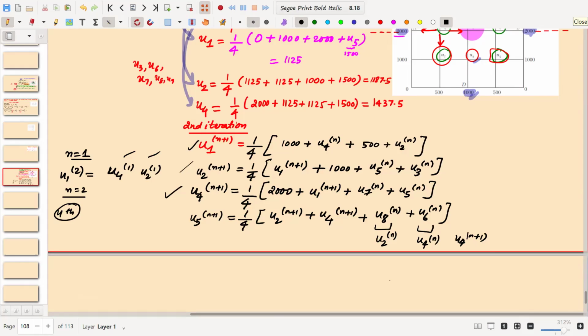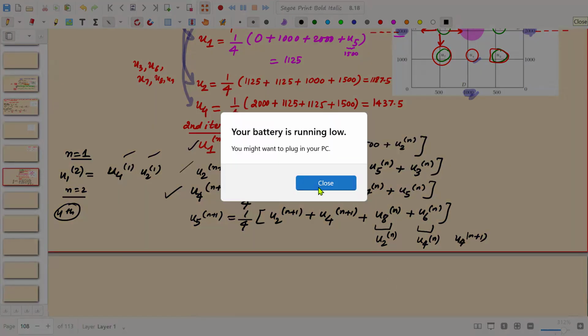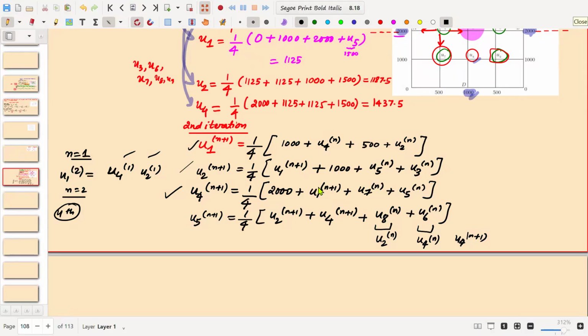We want two different groups. One group who use the past value, one group who use the up-to-date value. Okay.